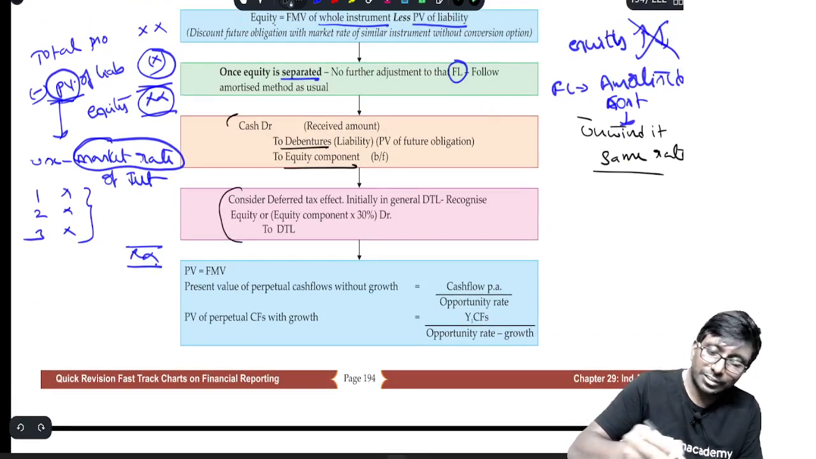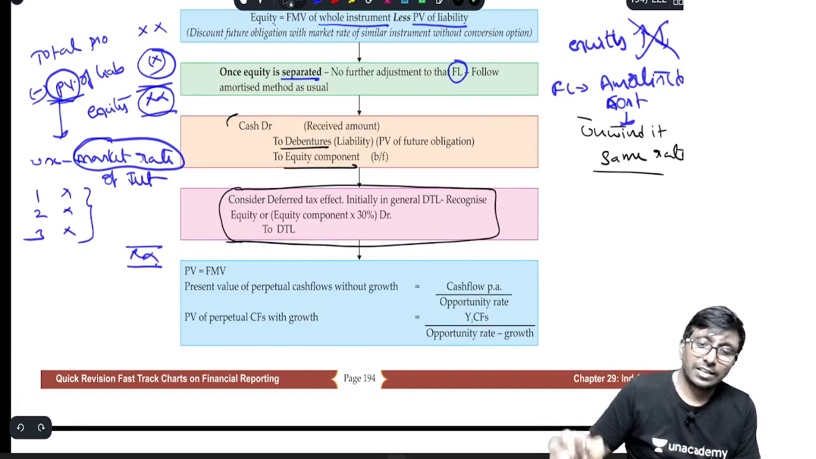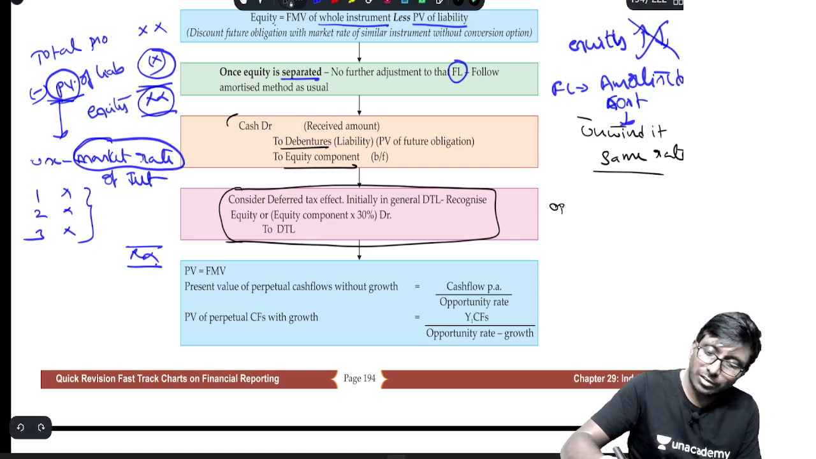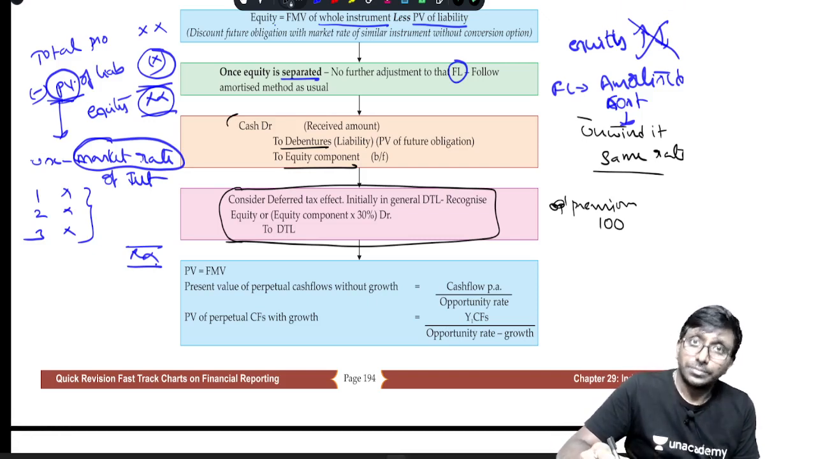Consider the deferred tax effect also. This level they will not ask in the examination. But yes, you have received an option premium. This is one angle. You have received 100 rupees of option premium. Aren't you liable to pay tax for that?